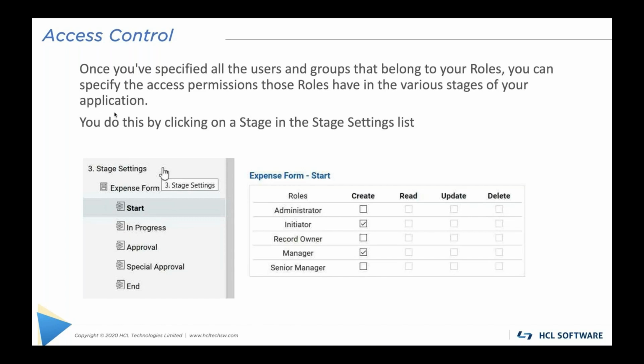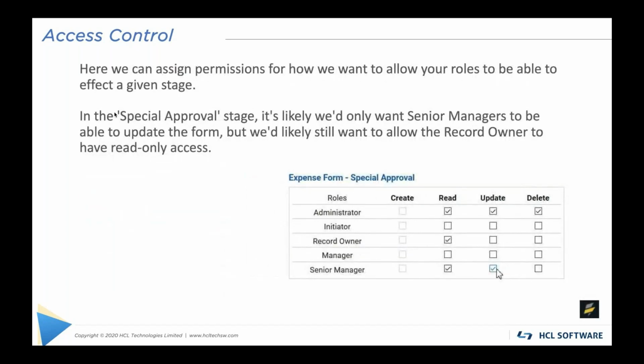Once it's in the approval, then maybe the initiator or record owner can read it, but they can't update it, and the manager can then update it. And then if it's in special approval, the manager can read it, but only the senior manager can update it. And so you apply the operations to each of those stages based on the roles and the access around it. And so we can set those permissions.